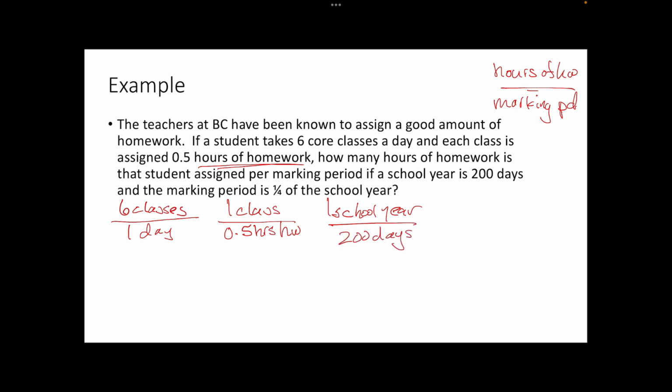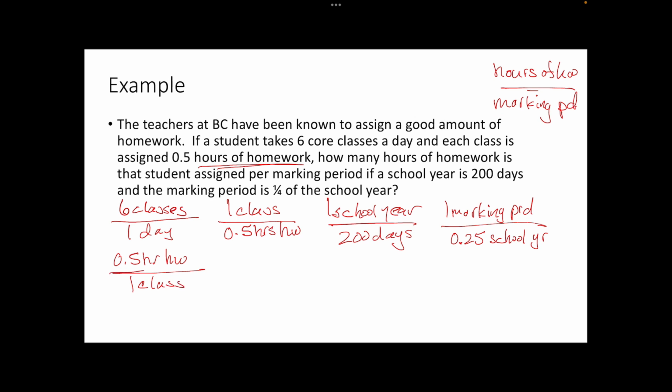All right, and then lastly, what do we know? Oh, wait, we know that one marking period is 0.25 of the school year, or 1/4. I like decimals better. Okay, so what we want to know are hours of homework per a marking period, right? So let's go ahead and we can start with the hours of homework, right? So we know that each class has 0.5 hours of homework per one class.